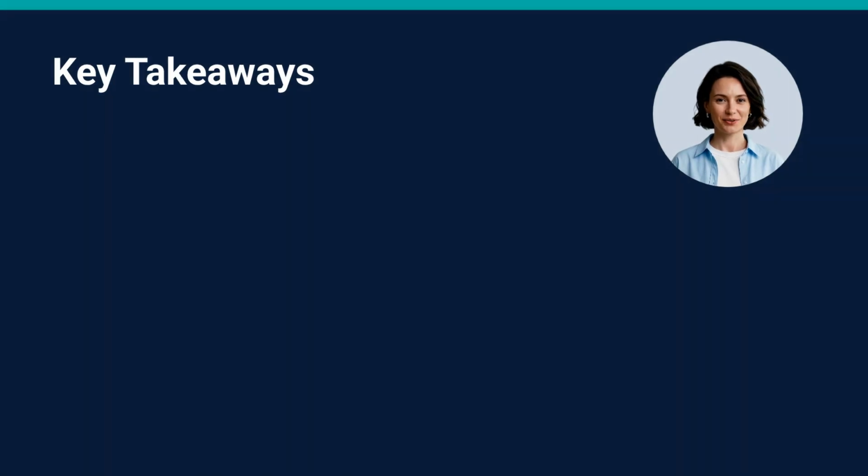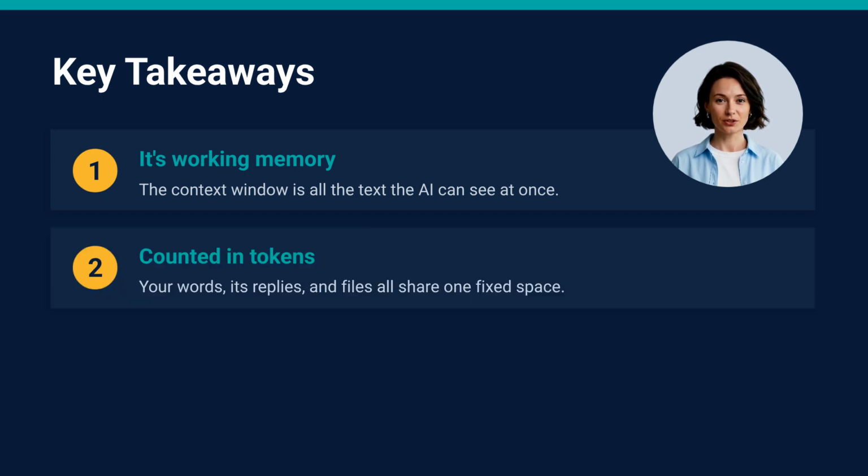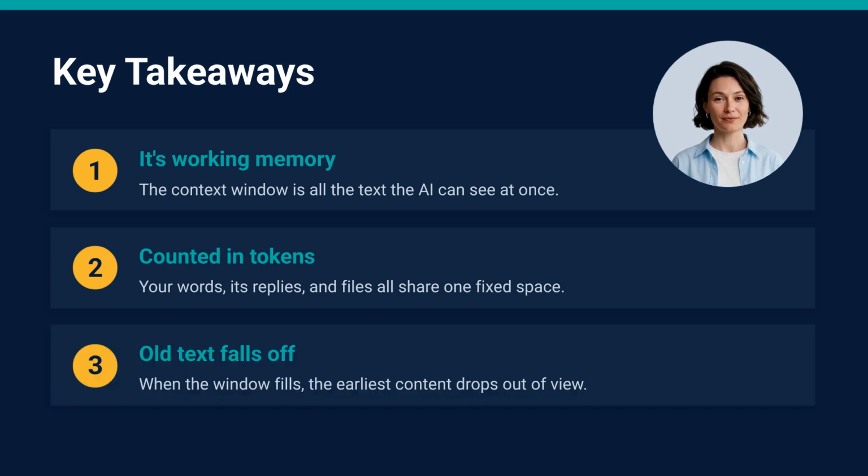Now for our three key takeaways. Number one, the context window is the AI's working memory. All the text the AI can see at once. Number two, context window capacity is measured in tokens. That includes your words, its replies, and any files, as they all share that one fixed space. And number three, when the context window fills up, the earliest content drops out of view. That's the forgetting you have probably noticed in long conversations.